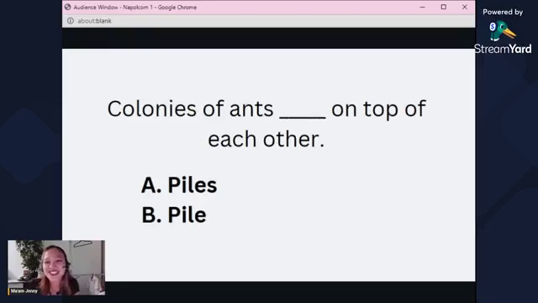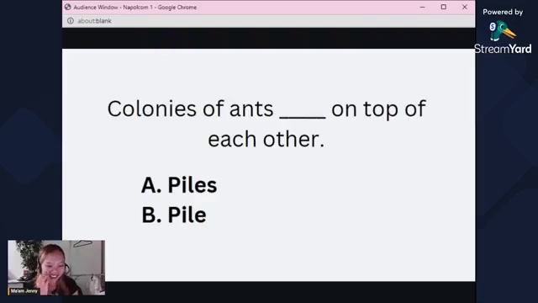So anyway, our answer is was. So colonies of ants blank on top of each other. Is it piles or pile? Comment your answers. Colony of ants. So parang grupo ng mga langgam, right? Yung langgam sa Bisaya is iba yun. But yeah, grupo ng mga ants. But here, it's not just a colony. It's colonies. So ibig sabihin, madami sila. Okay? It's the same with the teams.